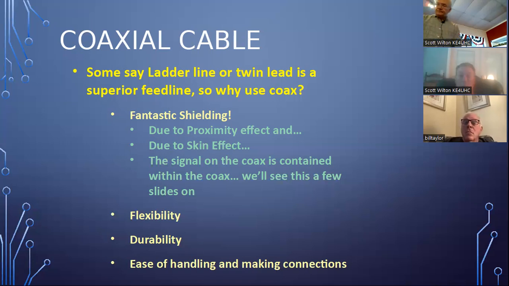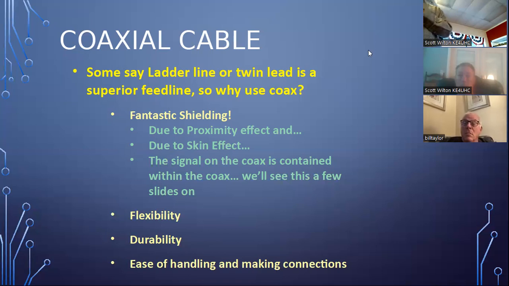It's flexible. You can bend it in almost any way you want, in any plane. So it's quite flexible. It's also flexible in the way it's used. It's quite durable, and it's very easy to handle once you get the connectors on it. Some of the connectors are a little difficult to get on, but once they're connected, they're very easy to use. Next.